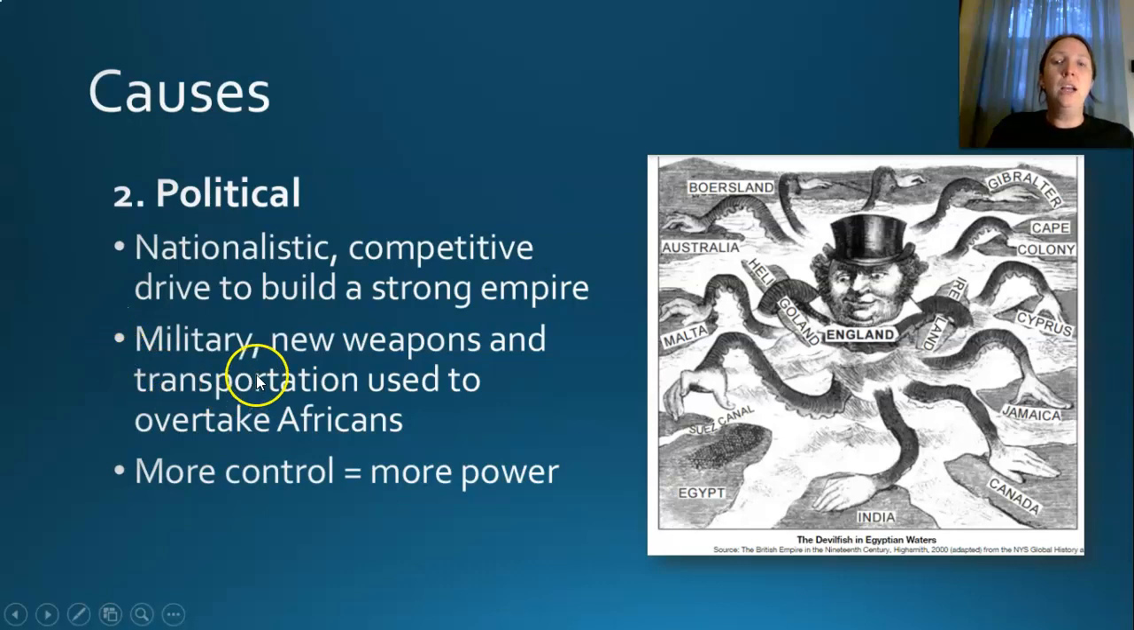Each country's military, and some inventions of new weapons and transportation, were used to overtake the Africans, where the Africans couldn't fight back because they didn't have the weaponry, they didn't have the ease of transportation or the force of the military of some of these more powerful European countries. So this, in a nutshell, is a big reason why this happened, because the European power was superior and the Africans, to an extent, didn't stand a chance. And so the European powers were looking for more control because that more control gave them more power. The more power they had, the more control that they could wield.